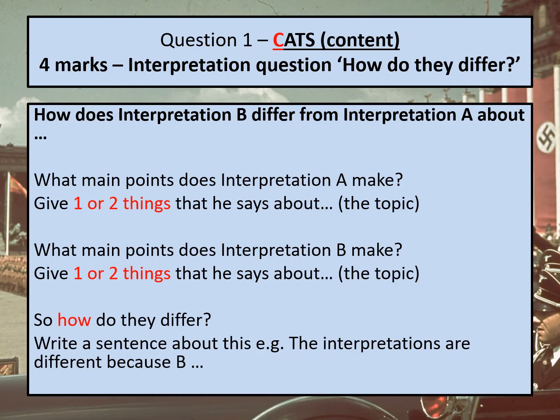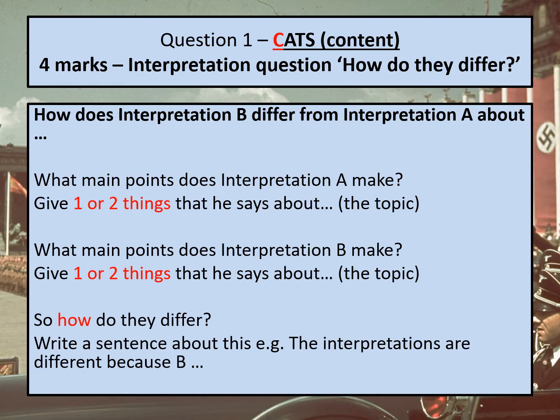So as I've just mentioned, question 1 is all about content. So that's our cats part of our phrase. Now, in terms of the cats question, it always asks you, interpretation A, interpretation B, how are they different? So you've basically got to look at interpretation A, look at interpretation B, just reading what they say at this point, and you have to talk about how are they different. Now, usually one is positive and one is negative. One supports something, one doesn't support it. Generally, that's what it's going to be. And then you've got to express how that comes across.